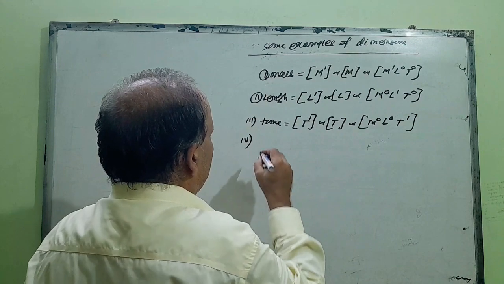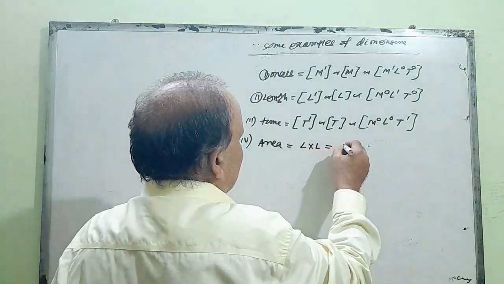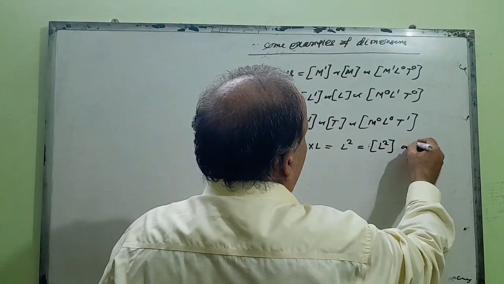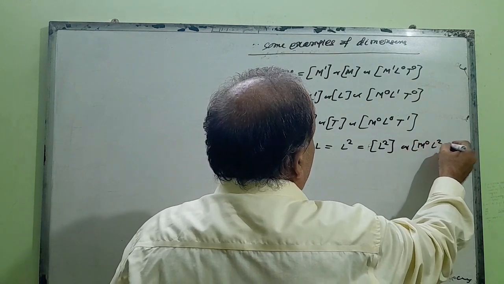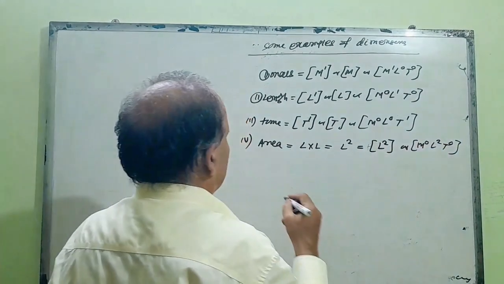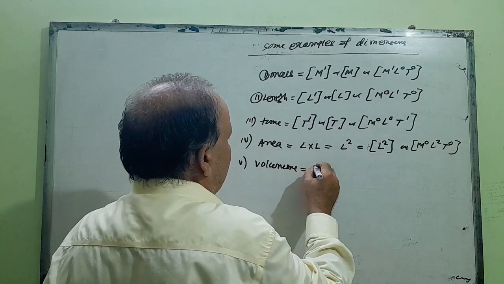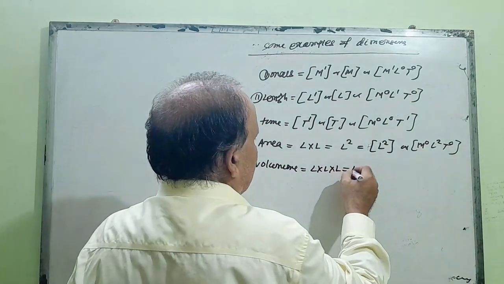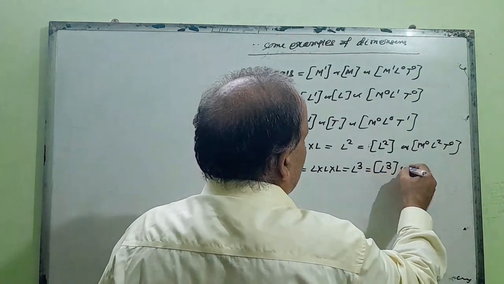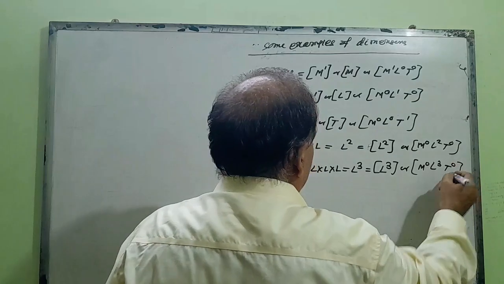Next is area. Area means length into length, that is equal to L square. You can write its dimensional formula as L square or M0 L square T0. Dimensions are 0, 2, 0. Next, volume. You remember all this. Volume means length into length into length, that is equal to L cube. You can write the dimensional formula as L cube or M0 L cube T0.